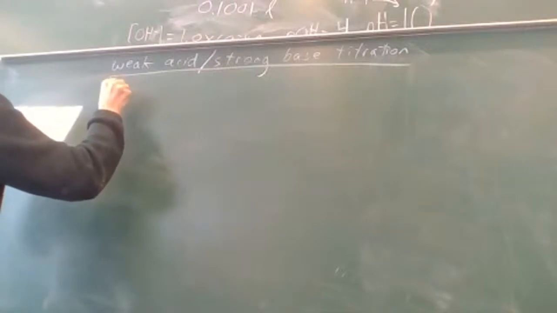There we go, weak acid, strong base titration. So we're going to use a really similar example to the last one, but we're going to change the chemical. So instead of HCl, what's a weak acid we talked about last time? We even made a buffer with it. What was a weak acid we made the buffer with?